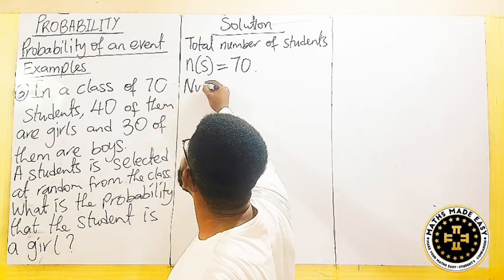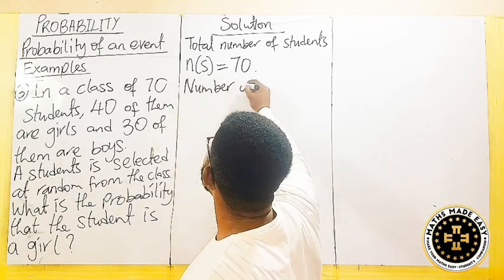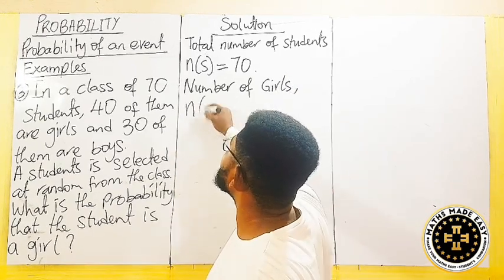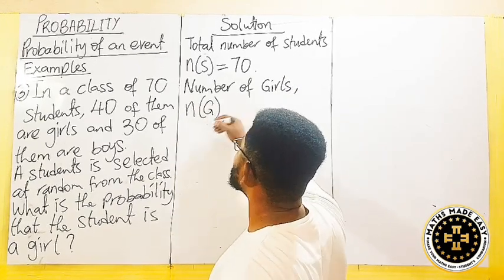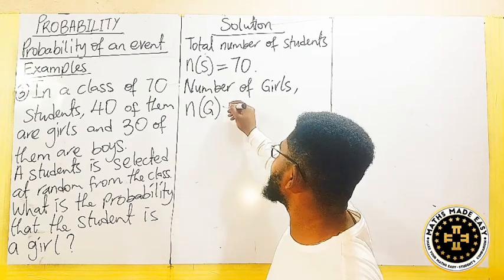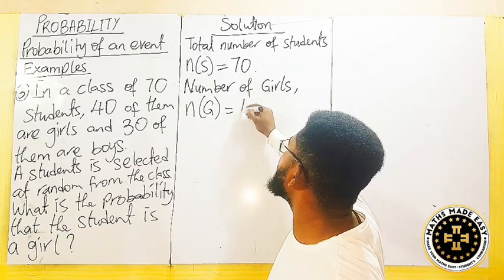So number of girls, or total number of girls. I use the symbol N of G. G for girls. You can write the girls there. G for girls. Total number of girls become 40.